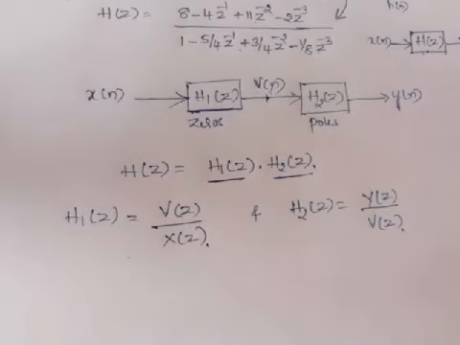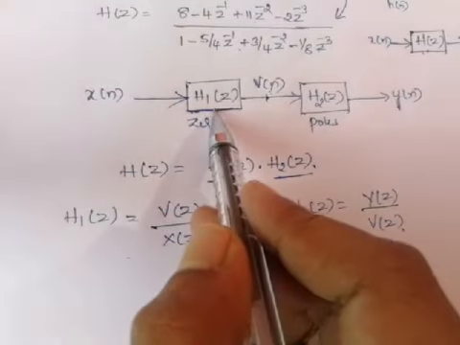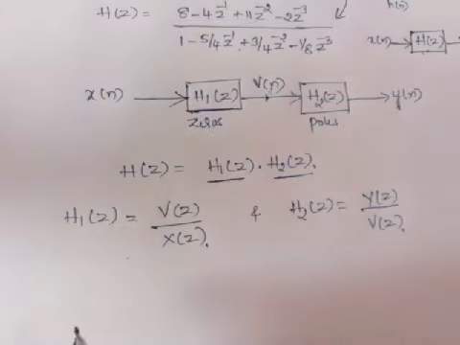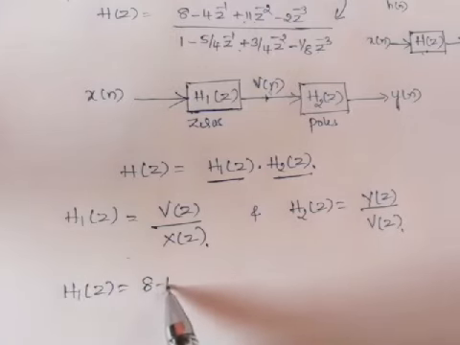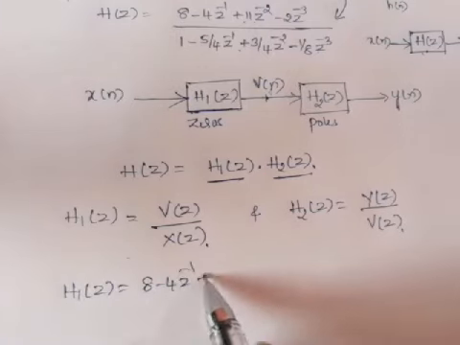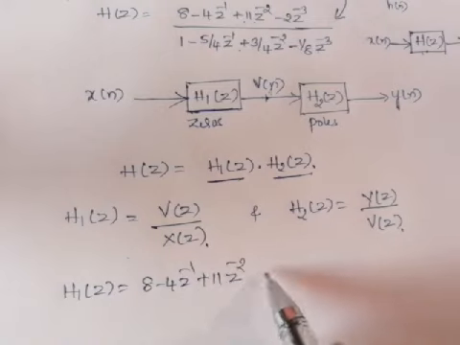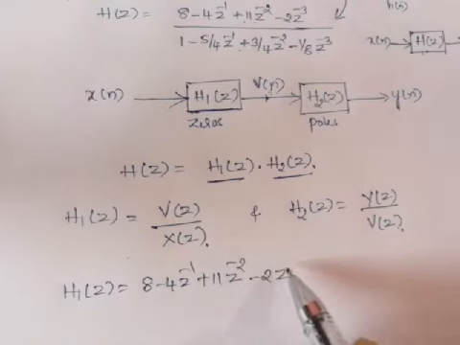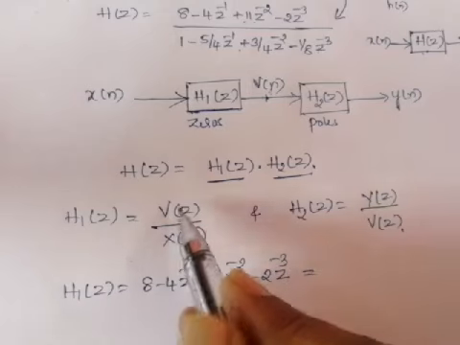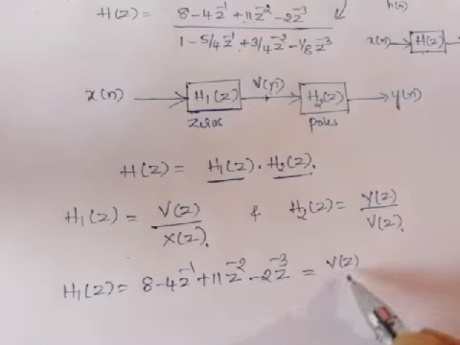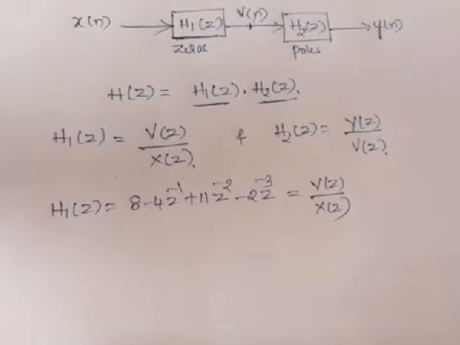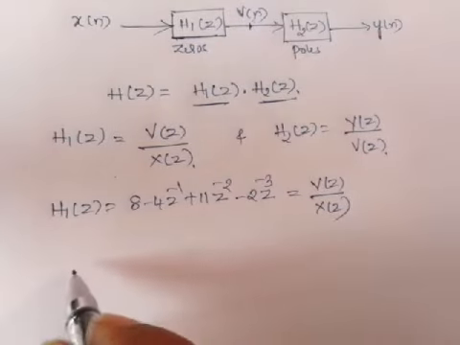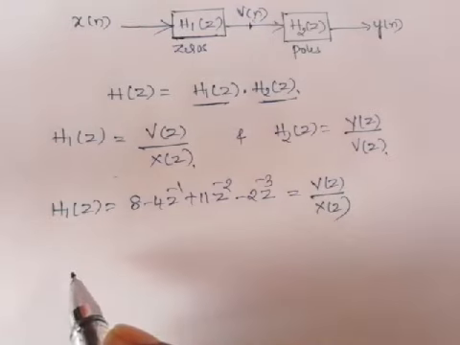In the given system function, H1 of z is representing the zero system, the numerator term. Hence H1 of z equal to 8 minus 4 z to the power minus 1 plus 11 z to the power minus 2 minus 2 z to the power minus 3, that is equal to what? V of z by X of z. Correct? Zero system. Now cross multiply. Cross multiply means V of z equal to what we are getting?